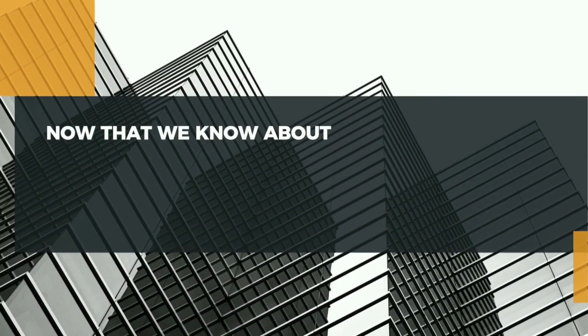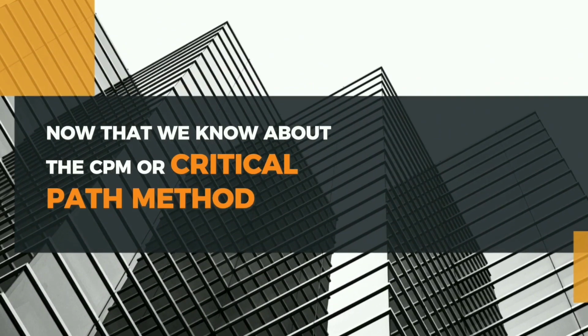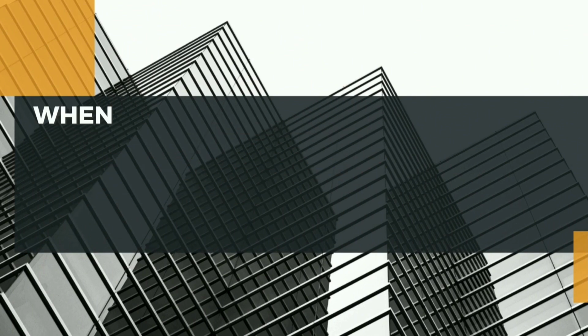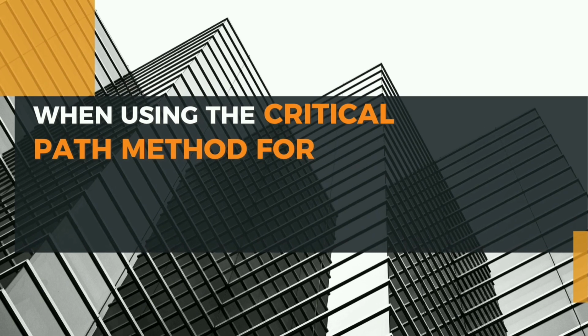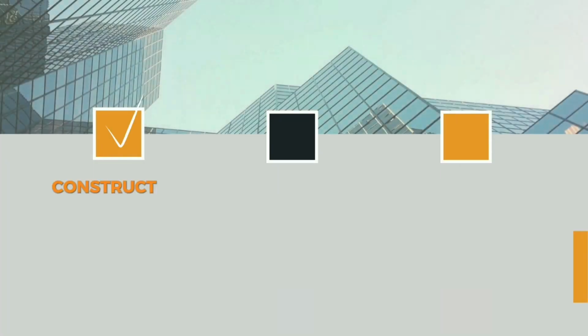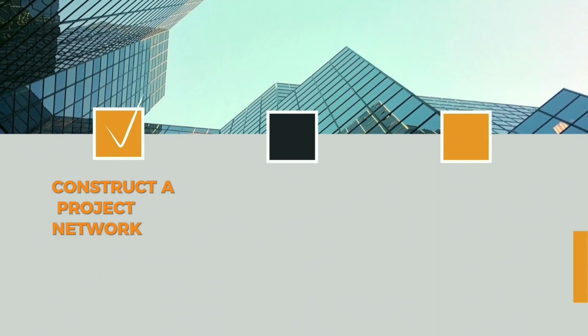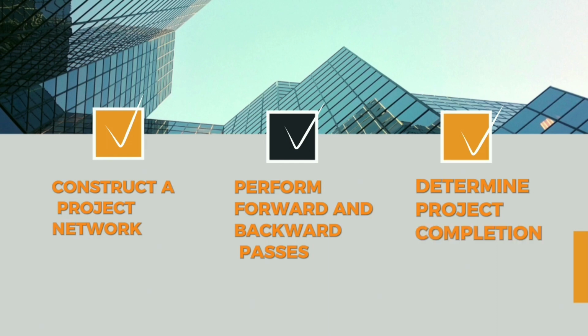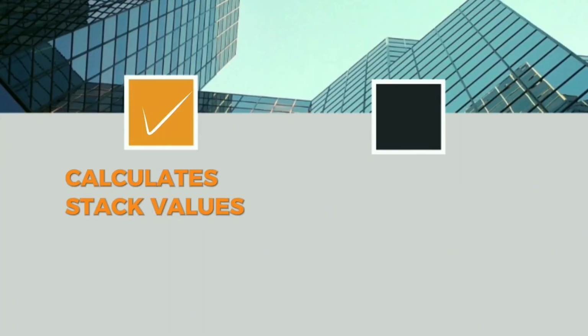Now that we know about the CPM or critical path method, we can now proceed in creating a network diagram. When using the critical path method for networking, the following steps need to be taken. Construct a project network, perform forward and backward passes, determine project completion, calculate slack values.